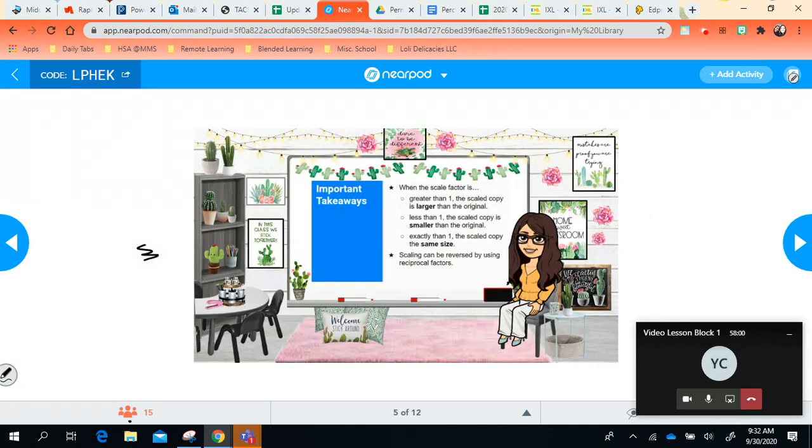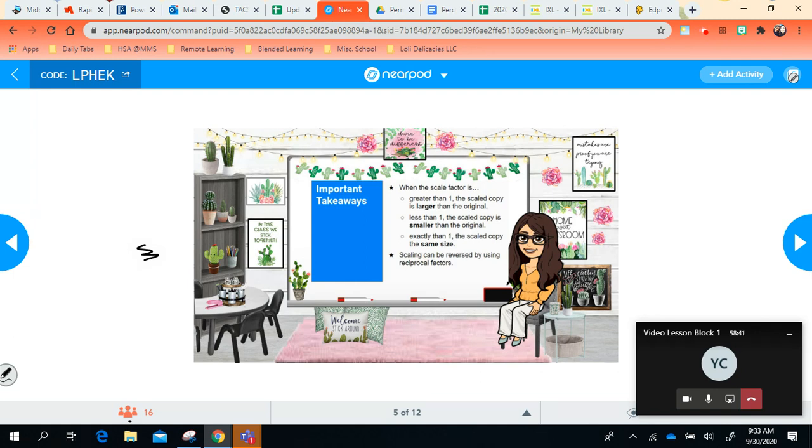Okay, if you didn't already write it down yesterday, if you don't already have it in your notebook, make sure you write it down. It says, when the scale factor is greater than 1, the scaled copy is larger than the original. So yesterday, when you were doing your assignment, you might have noticed that if your scale factor was 2, if your scale factor was 3, the numbers got bigger. So your base got bigger, your height got bigger, your area was larger, right? And your perimeter was larger.